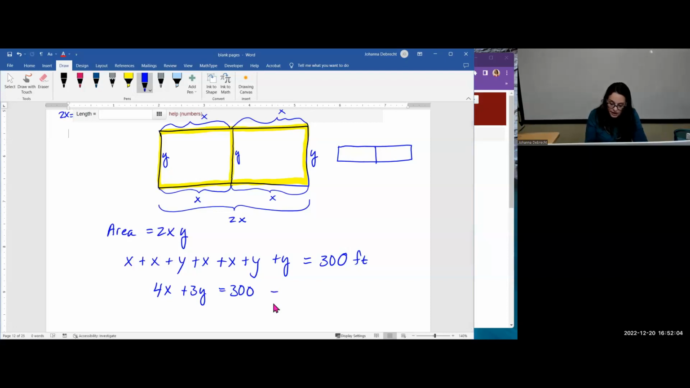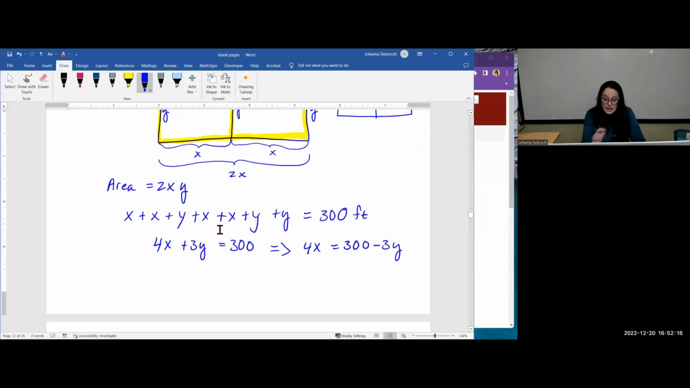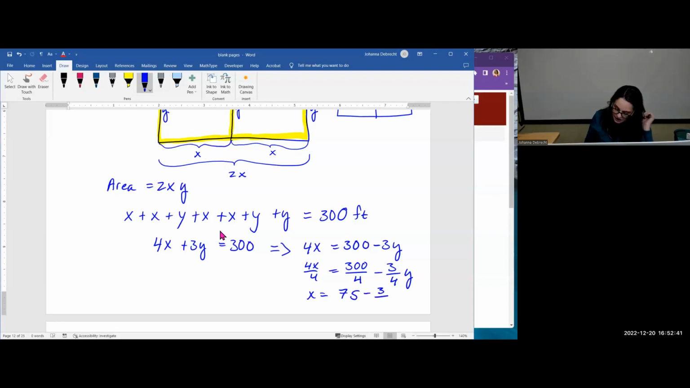All right, so I'm going to solve for x from this one. This is going to give me 4x equals 300 minus 3y, right? Subtract the 3y from both sides. Now divide everything by 4. So 4x divided by 4 equals 300 divided by 4 minus 3 divided by 4y. So x equals, what's 300 divided by 4? 75? I think that's right. So you guys check me. We have 75 minus 3/4 y. And that's going to be x.